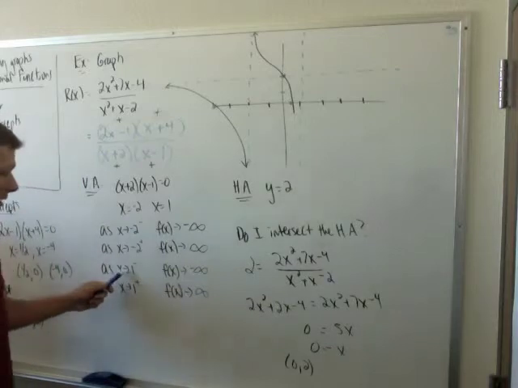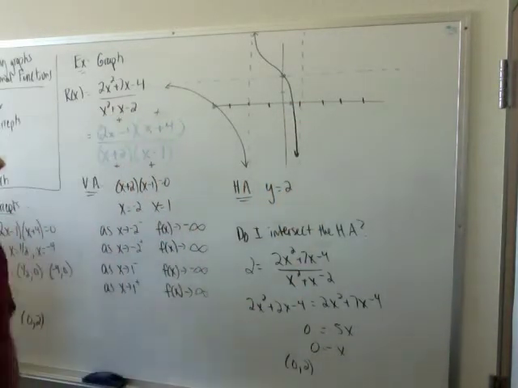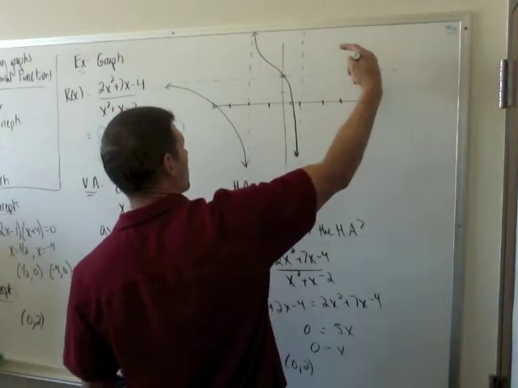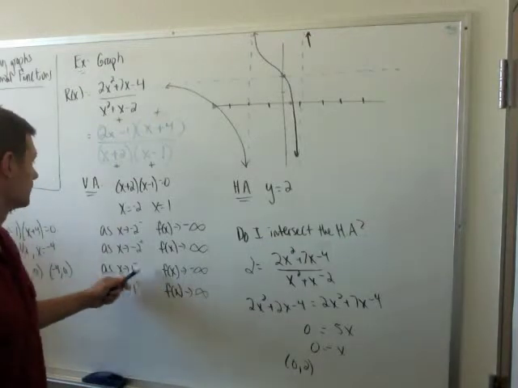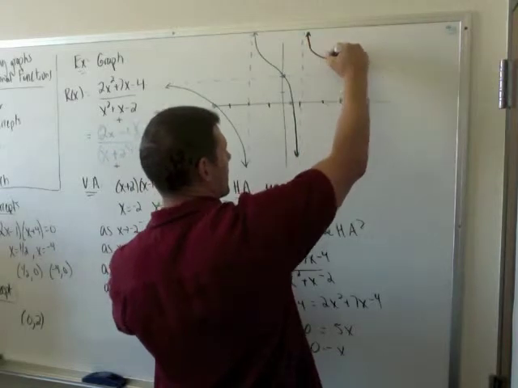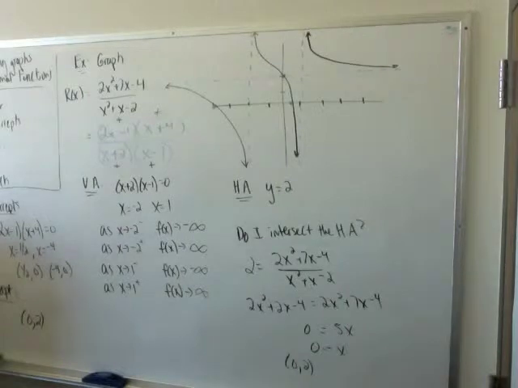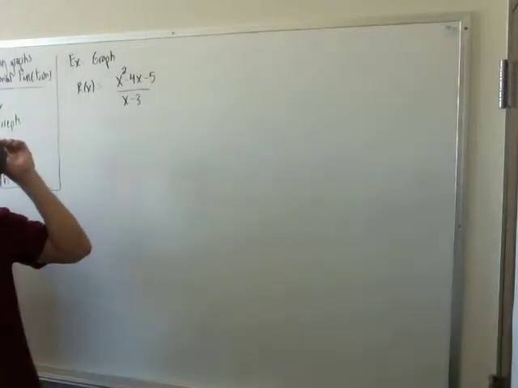But as I approach 1 from the left, I go to negative infinity. Going to negative infinity, awesome. As I approach 1 from the right, I go to positive infinity. And now we're talking about my horizontal asymptote, I got to approach this thing. As x goes to infinity, I go to 2. Okay? So there's a sketch of the graph of this guy. All right? Okay, so another example of graphing.